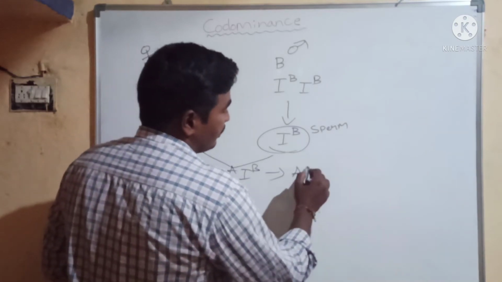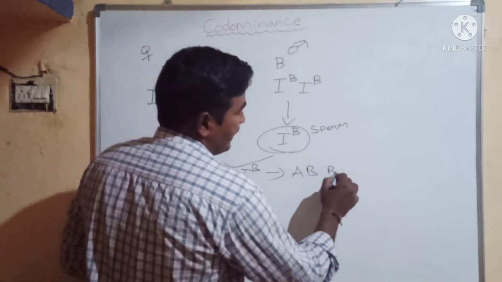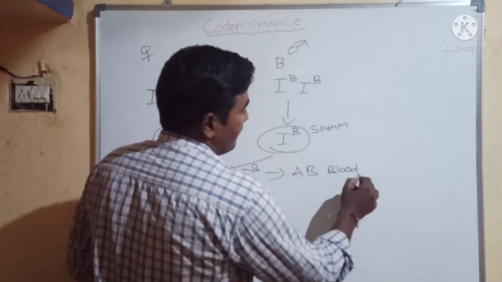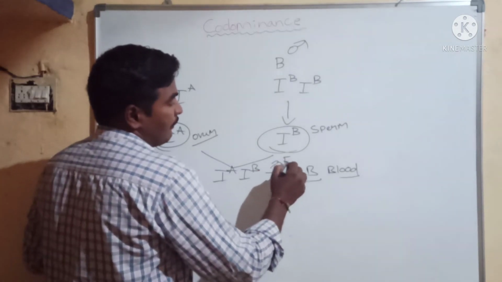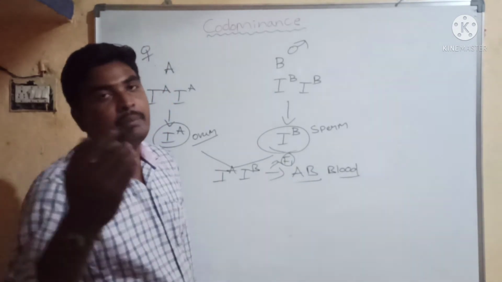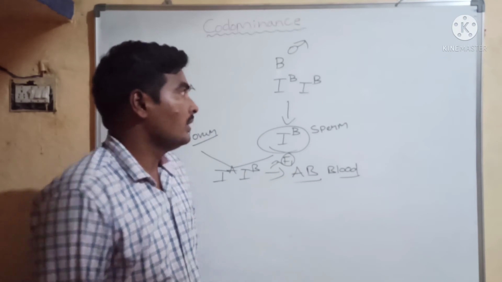This is the AB blood group. So what is the F1 generation here? In the F1 generation we get the AB blood group.